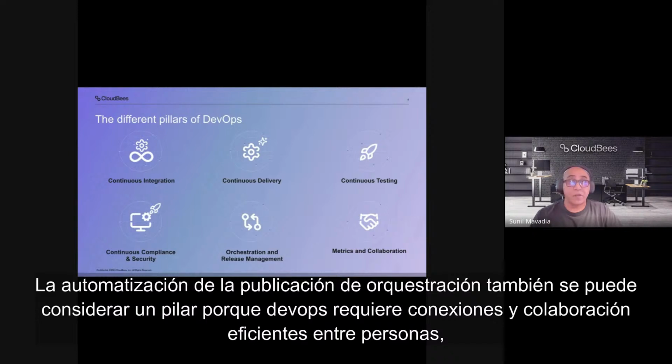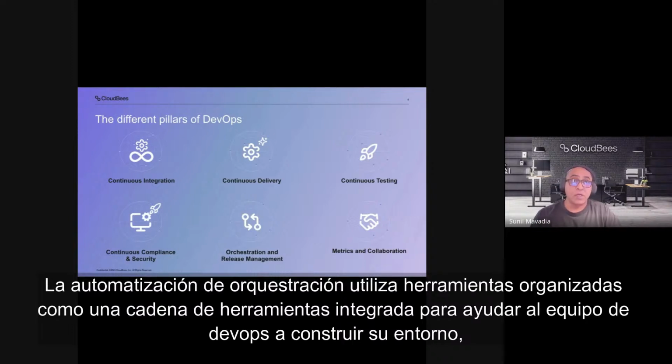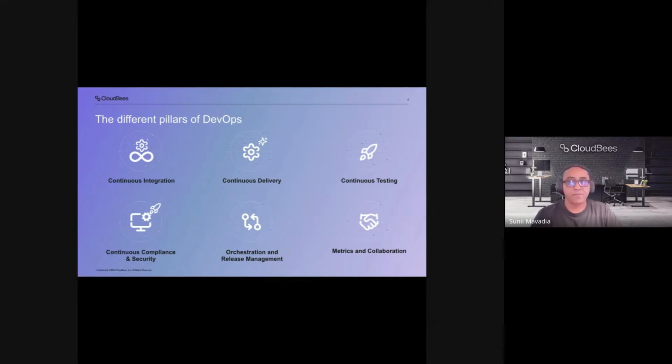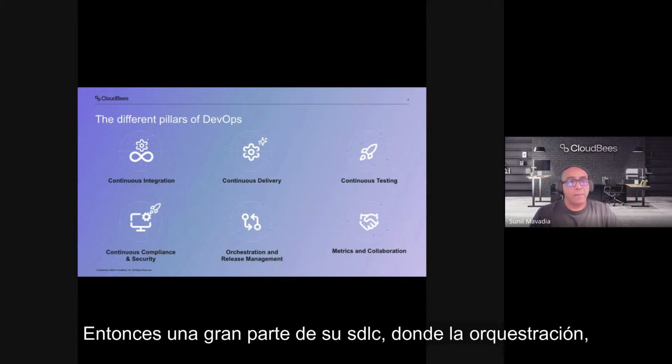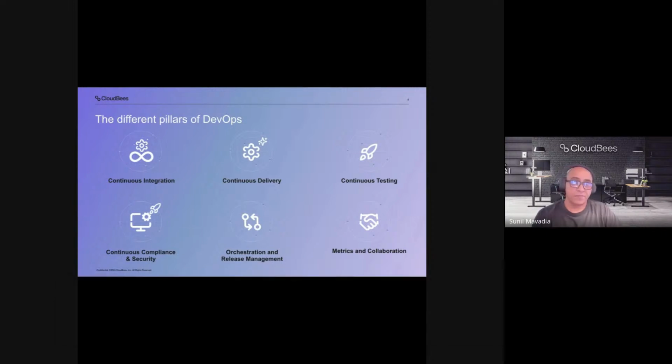Orchestration and release automation can be considered a pillar as well, because DevOps requires efficient connections and collaboration between people, processes, and technology. Orchestration automation leverages tools arranged as an integrated toolchain to help DevOps teams build out their environments, systems, test setups, etc. So a big part of your SDLC is where orchestration and release management come into play, interacting directly with the continuous integration, continuous delivery and continuous testing arenas.